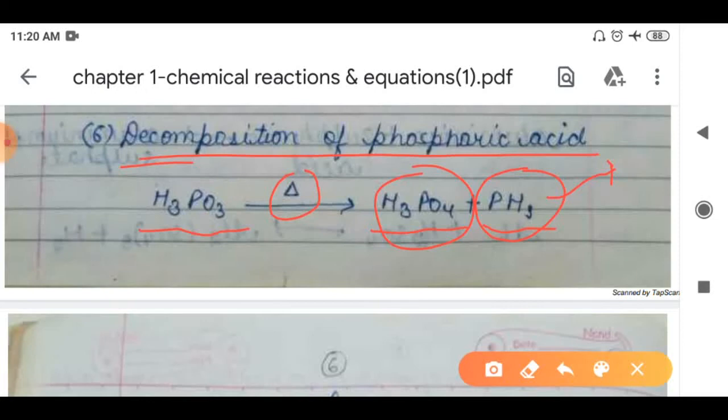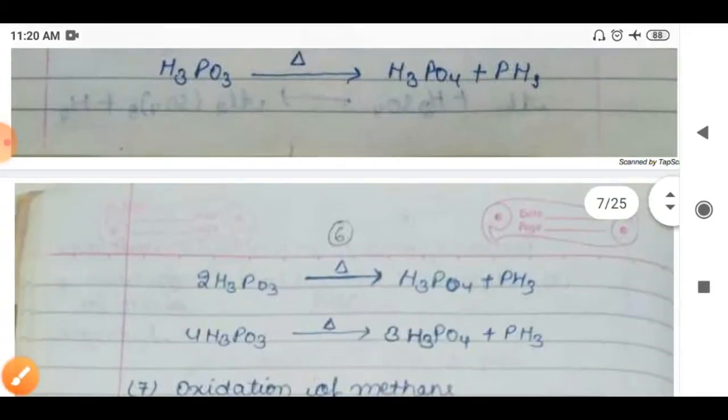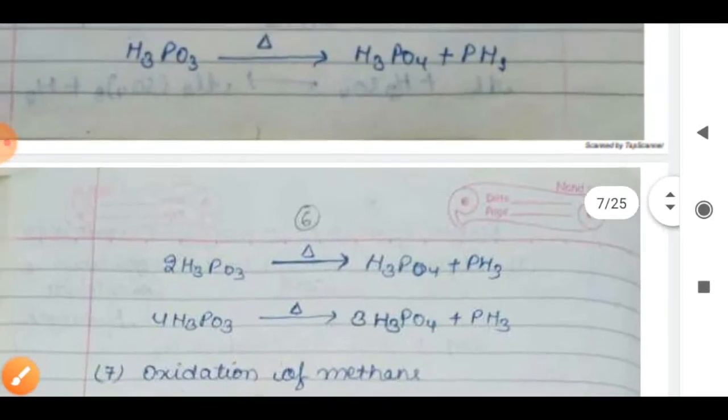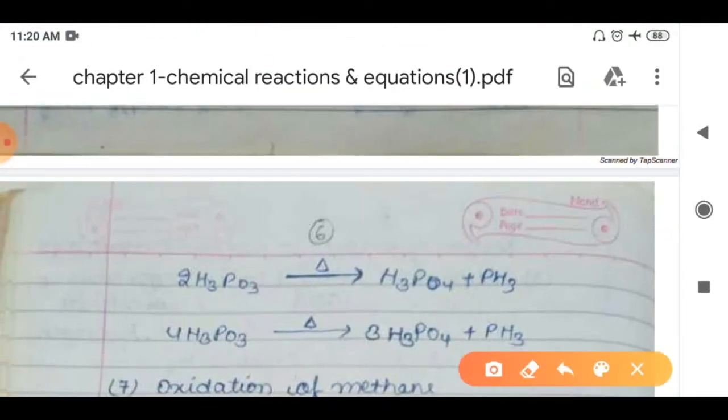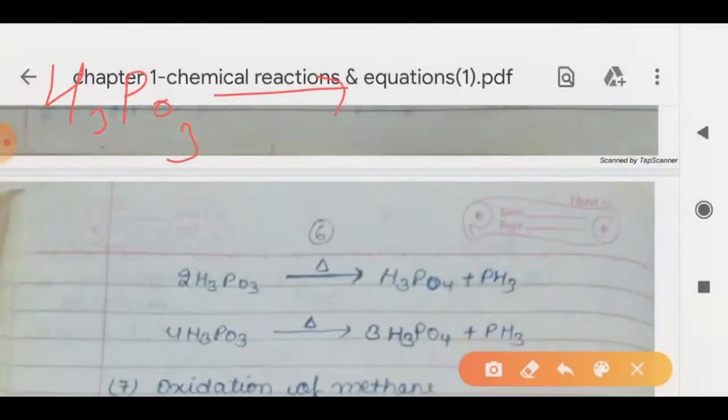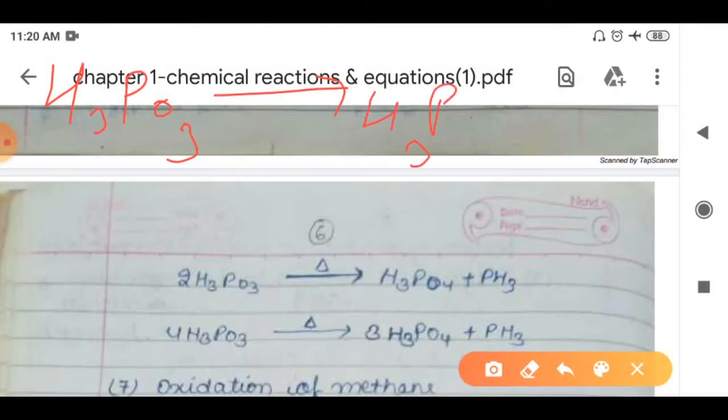हम इसको बैलेंस करने के लिए टेबल ड्रॉ करते हैं, राइट? सो द बैलेंस्ड केमिकल इक्वेशन आई एम राइटिंग हियर, एंड आफ्टर दैट वी विल ड्रॉ द टेबल, राइट? सो व्हाट इज द chemical equation? H3PO3, and whenever it is getting decomposed, at that time what we are getting? H3PO4 plus PH3. So let me draw the table first, and I am drawing here the table.